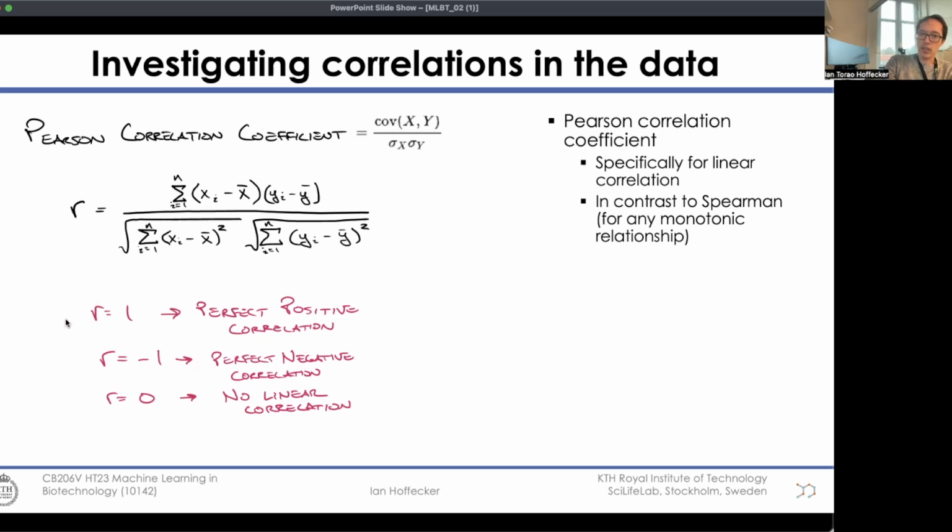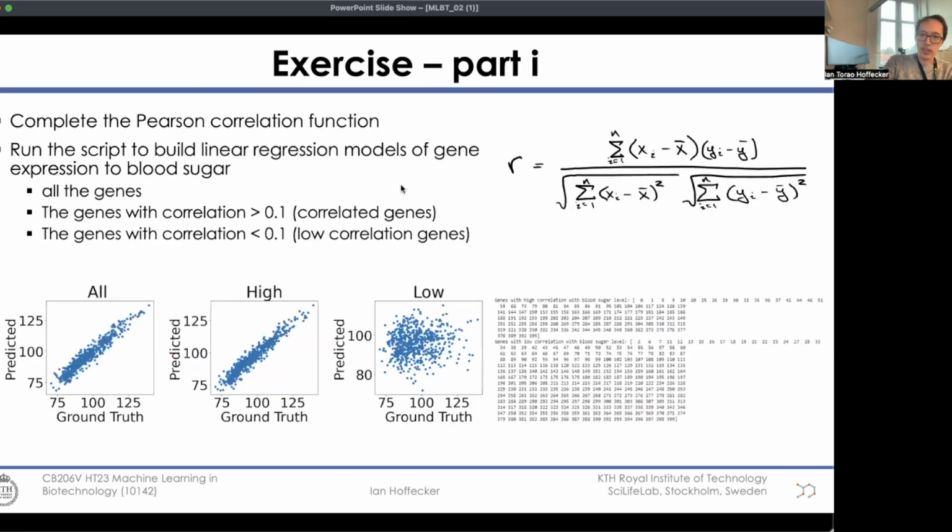If the correlation is 1 or -1, it indicates a strong positive or negative correlation. If it's 0 or close to 0, then there's no linear correlation. So this is for linear correlation. This is in contrast to the Spearman correlation coefficient, which can be used for nonlinear monotonic relationships, any case where you're interested in whether there's a unique mapping between two variables, regardless of whether it's linear or nonlinear. And so the first exercise here is to break the data into subsets.